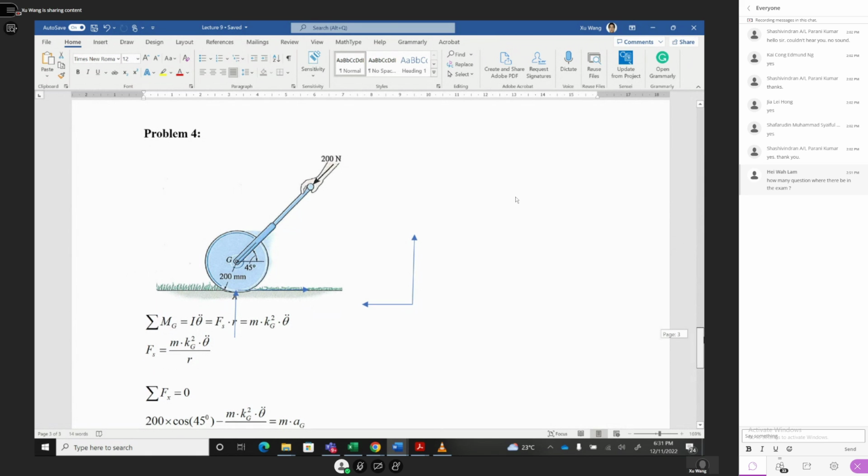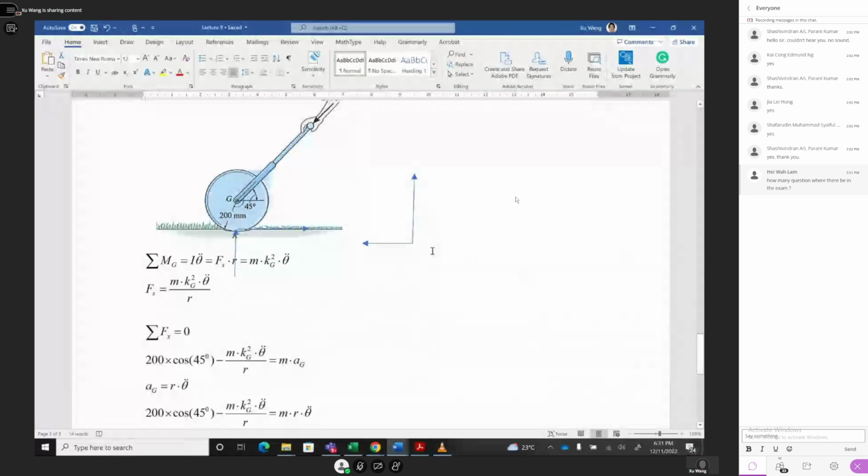Okay, step 1. And then we start with sigma horizontal Fx equal to 0. Horizontally we assume this one is positive and this one is positive. Horizontal 200 cosine 45 is positive, and minus you have Fs friction. Fs friction you replace by this one. Then you only have this horizontal component minus Fs equal to m a_g, right? You replace Fs by this one, and then you can solve.